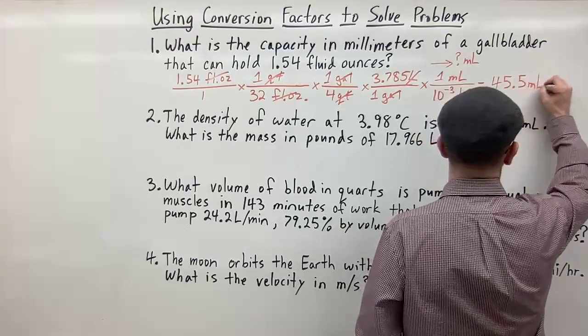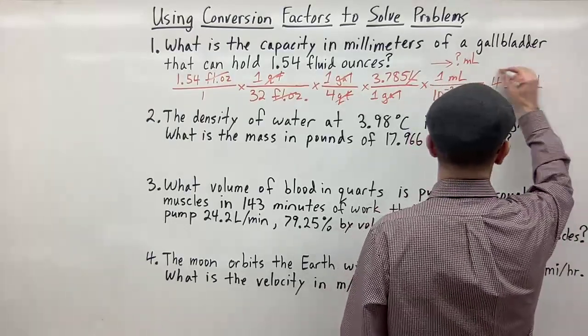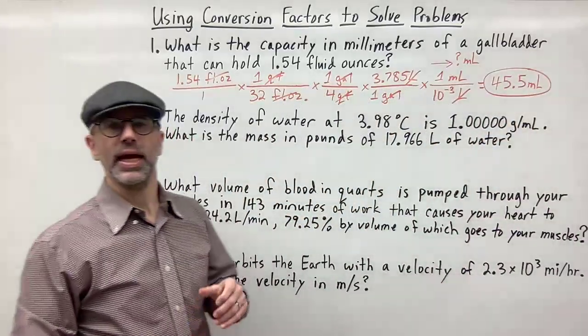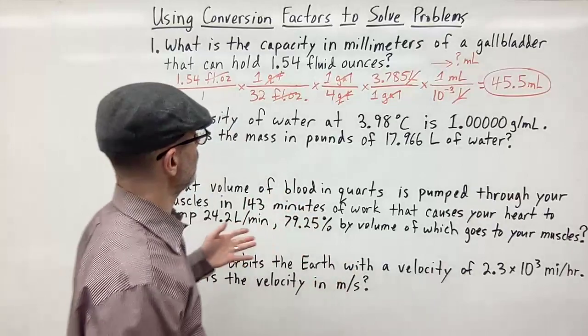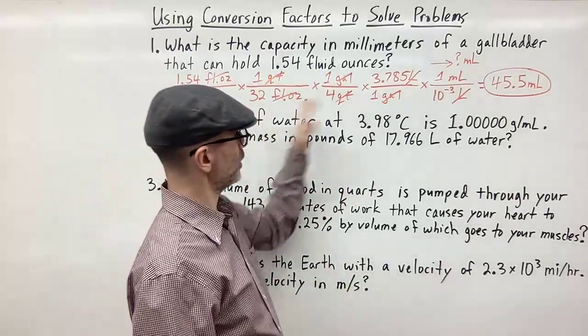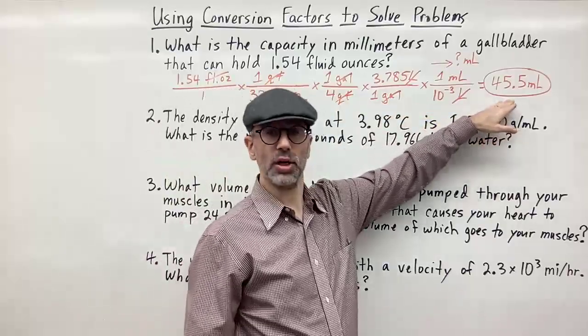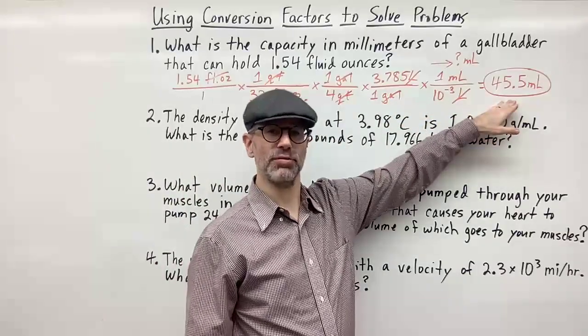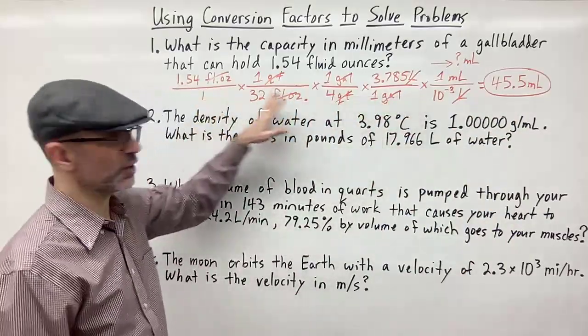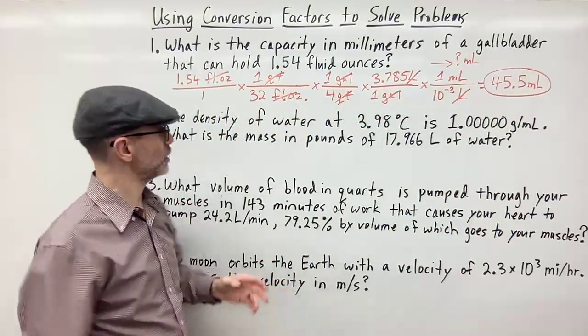45.5 milliliters. And so we've got to think about sig figs. The rule is when you multiply and divide, your answer should have the same number of sig figs as the measurement with the least number of sig figs, ignoring exact measurements.